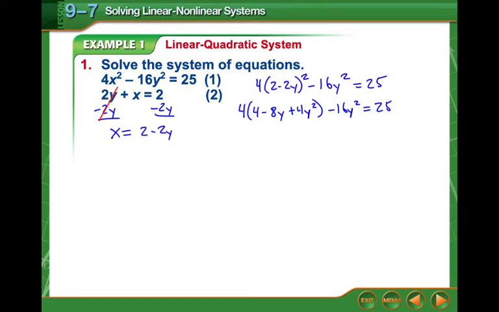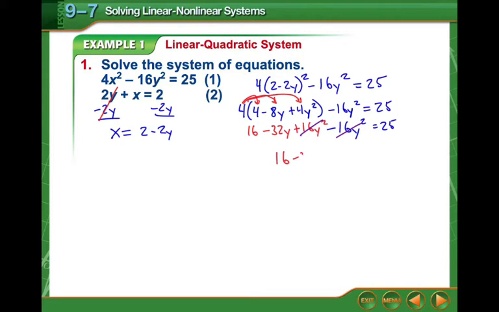So now we need to distribute the 4 into the parentheses, into all 3 terms. So that's going to get us 4 times 4 is 16. 4 times negative 8y is negative 32y. And 4 times 4y squared is going to be 16y squared. So now hopefully you're noticing that we have 2 16y squared, but one's positive, one's negative, so they are going to cancel each other out. So the y squareds go away. We've got a simpler equation to solve now.